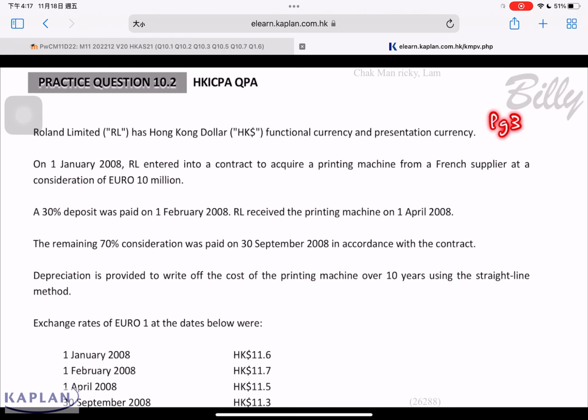Refer to page 305, question 10.2, a Module A question, to discuss the accounting for foreign currency transactions. Study the question, understand the issue. We're going to discuss this question shortly.